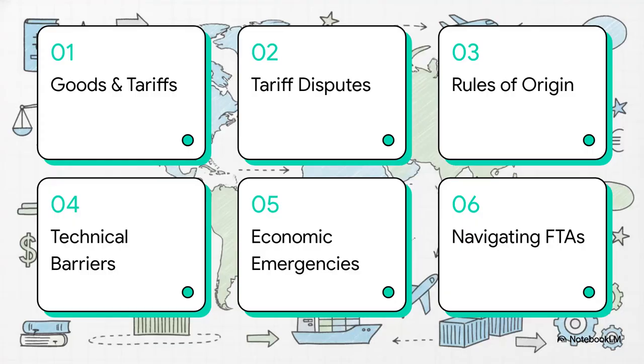Okay, let's dive into this with a clear roadmap of exactly what we're going to cover today. We'll start with the basics: goods, services, and tariffs. Then we'll look at real-world tariff disputes. From there, we'll unpack how we navigate rules of origin. After that, we'll examine technical barriers to trade, explore how to handle economic emergencies, and finally, we'll navigate the incredibly complex free trade agreement web.